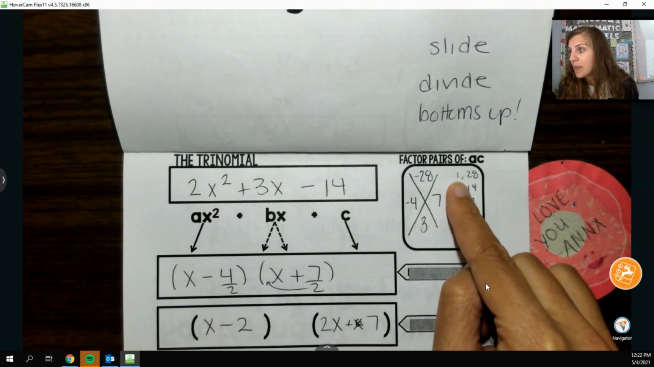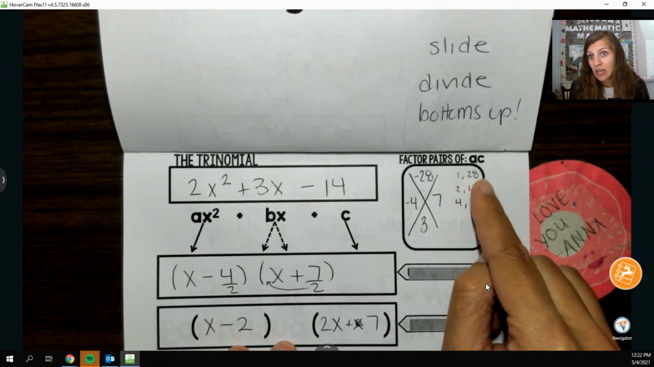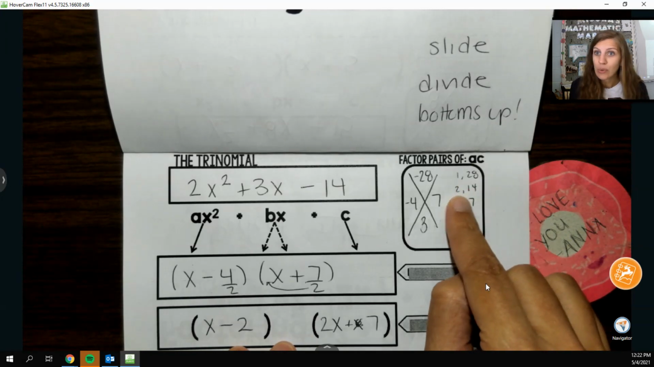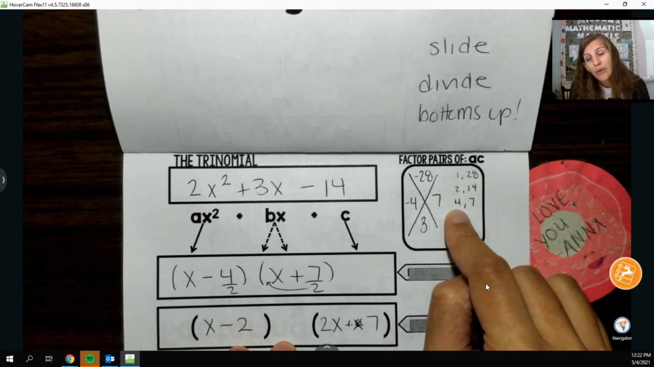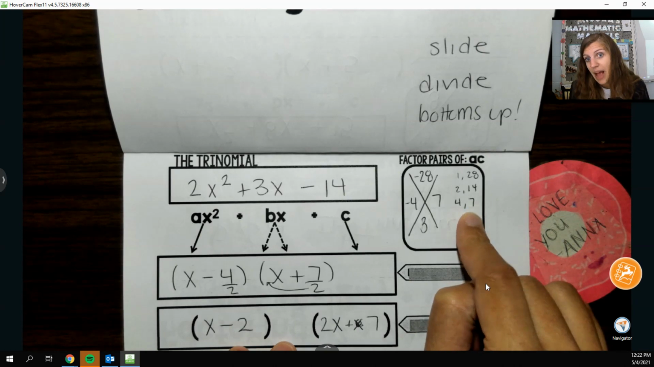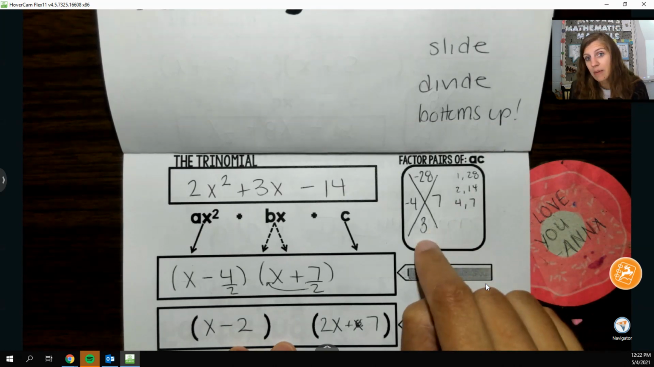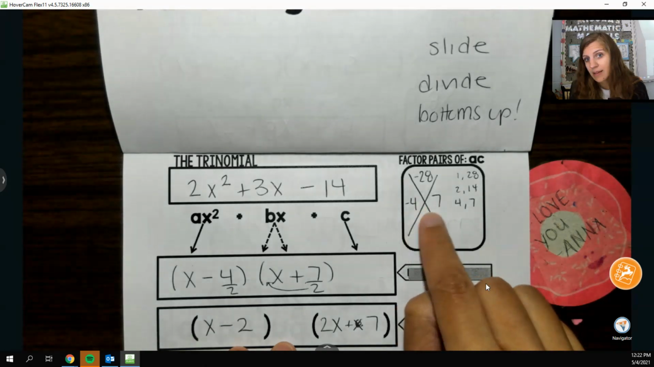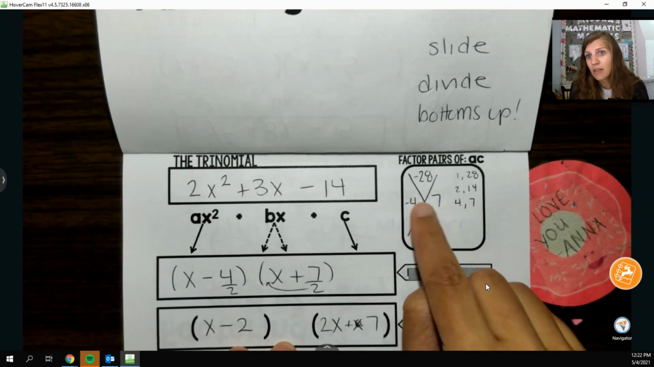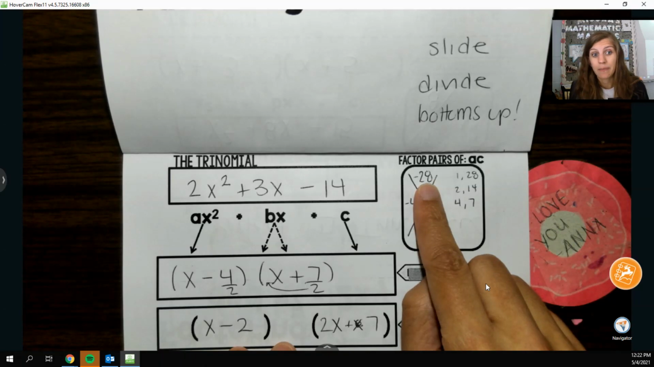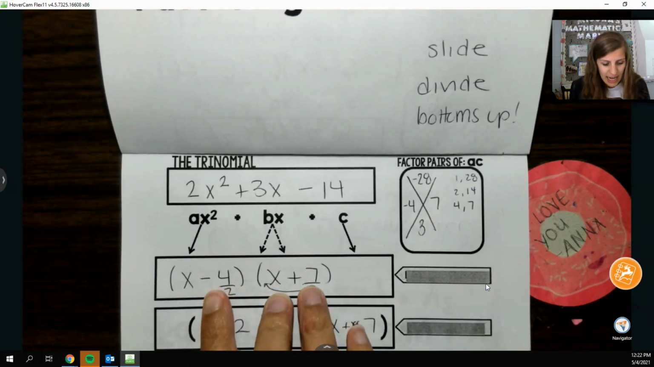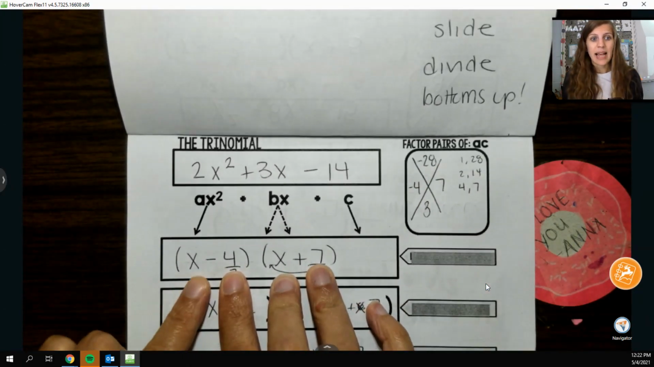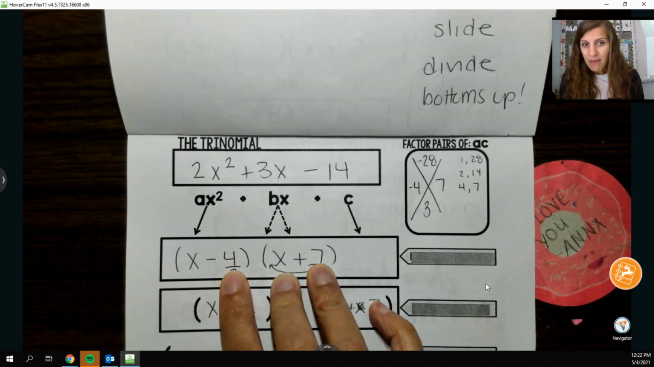So the things that multiply to 28 are 1 and 28, 2 and 14, 4 and 7. And then of those pairs, the ones that will get me a positive 3 is if I make the 4 negative and then keep the 7 positive. And they'll also multiply to the negative 28 that I need. So we actually write it out the same way as the last one. So we put that x minus 4, x plus 7.